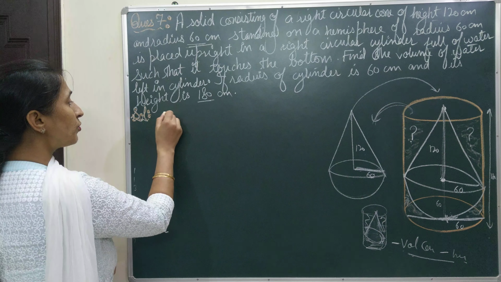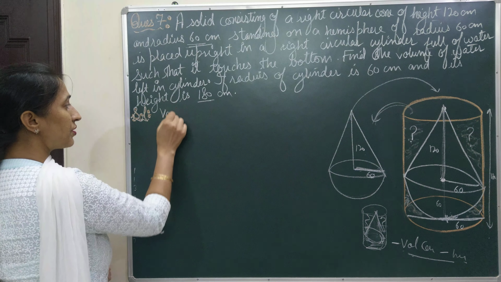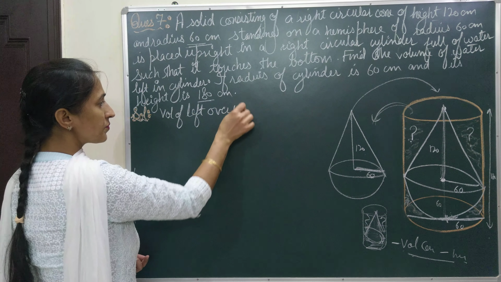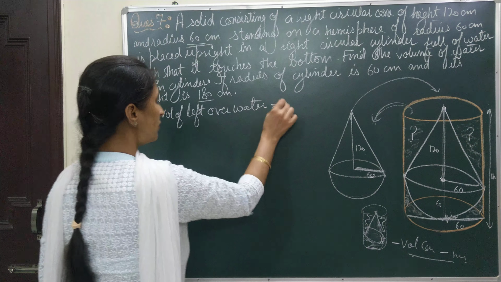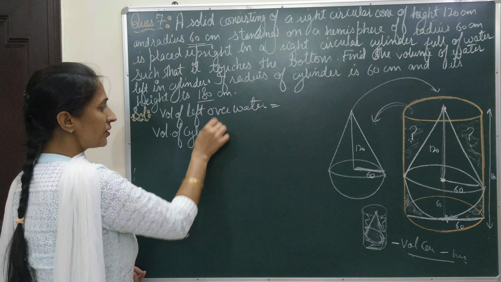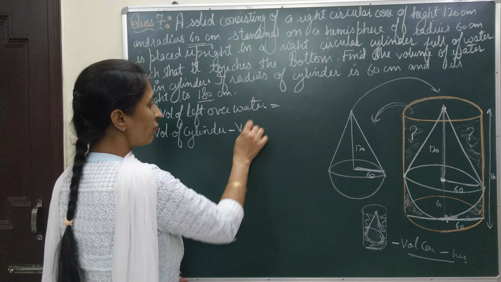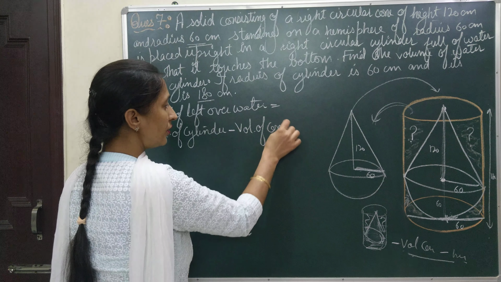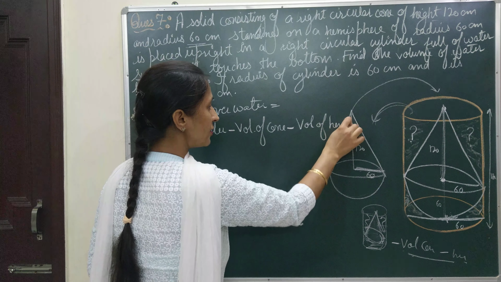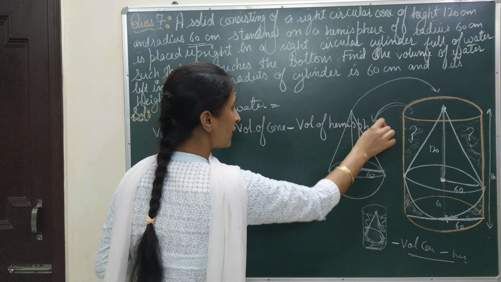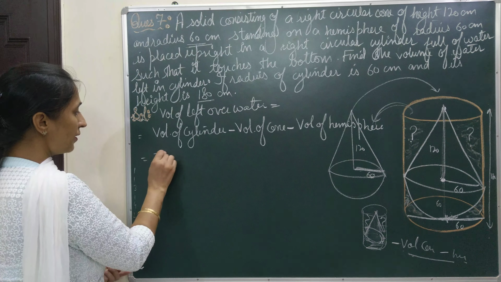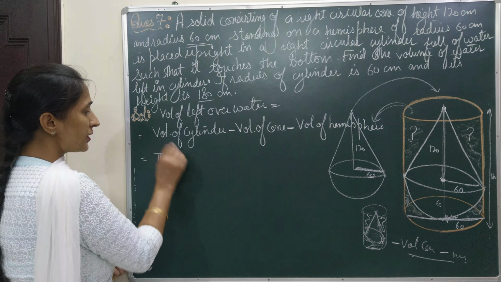So what I have told you, to find how much water is left: volume of leftover water will be equal to volume of cylinder minus volume of cone minus volume of hemisphere. So we are subtracting two things from the given thing. Okay, so what is the volume of the cylinder? We know the formula, it is pi r square h.